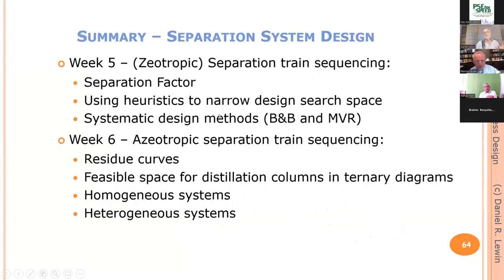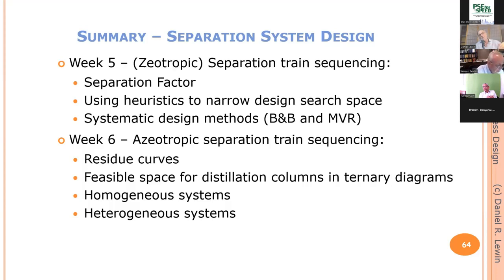So let me just summarize what we do in these 2 weeks of separation system design. In week 5, zeotropic separation, the key elements to get across would be the idea of the separation factor as the deciding factor between alternative separation methods and a trigger to suitable design of mass separating agents. The idea of using heuristics to narrow the search space to make it more manageable to do detailed design, and the harnessing of systematic design methods, branch and bound, but we prefer really the marginal vapor rate method because it's much quicker to implement.